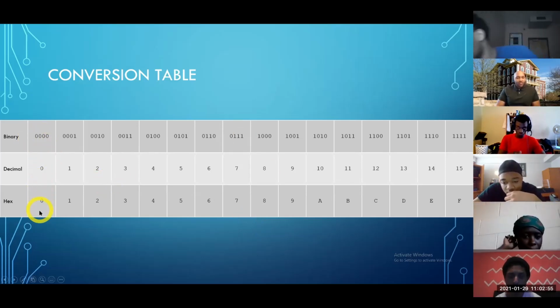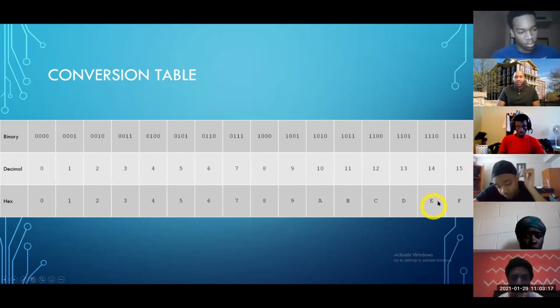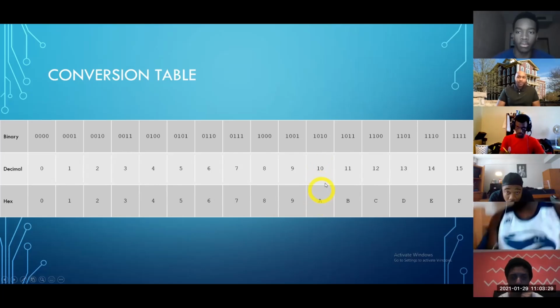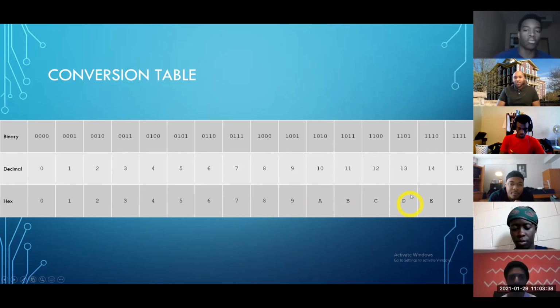4 zeros is obviously 0. 3 zeros and a 1 is 1 when you convert it. We get all the way up to 9. In hexadecimal, you have 0 through 9, just like decimal, except whereas in decimal we would have gone to 10, 11, 12, 13, 14, and 15, in hexadecimal we start switching to letters, A, B, C, D, E, and F. So 1001 would be 9 in decimal and 9 in hexadecimal. 1010 is 10, but in hexadecimal we say A. 1011 is 11, in hexadecimal we say B. 1100 is 12, in hex we say C, then D, E, and F.